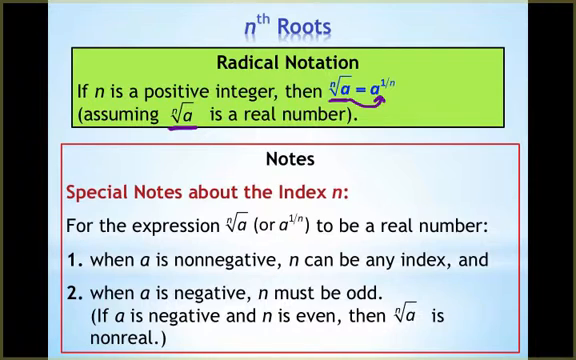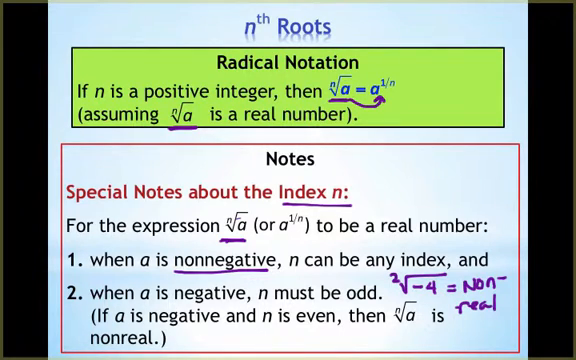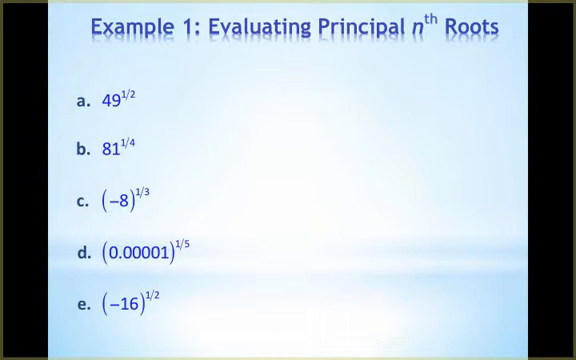There are a couple of things we need to note about our index n. For the nth root of a to be a real number, if a, the radicand, is not negative, so in other words, it is 0 or positive, then your index can be any value. But if a is negative, so if your radicand is negative, then n must be odd. So we've already discussed this. We don't want to do the square root of -4, where the index is 2 and the radicand is negative, because we've talked about that that is non-real. So if you want your answer to be a real number, then your index has to be odd when your radicand is negative. Let's apply the nth root to some problems and simplify.